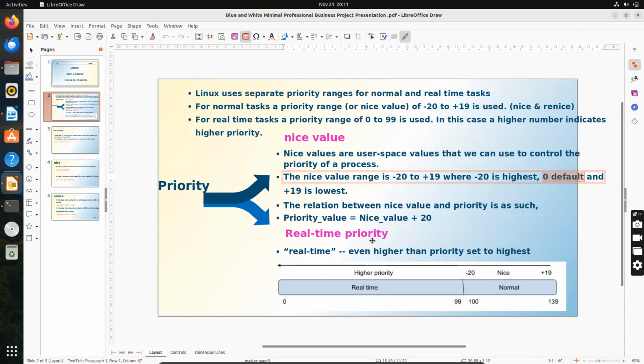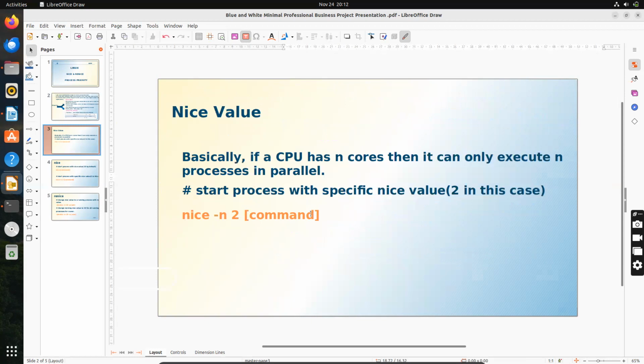If you observe here, these are the real-time priority values. 0 is the lowest priority and 99 is the highest priority. We can use the nice command. If a CPU has n cores, it executes only n processes in parallel. Suppose the CPU has 16 cores, then 16 processes can be executed at a time. So we can use these values to edit and update the priorities.